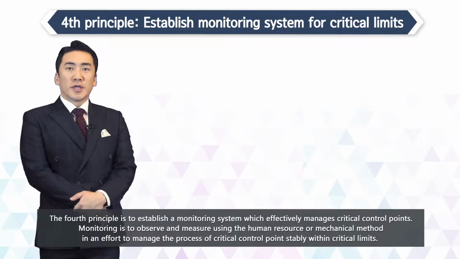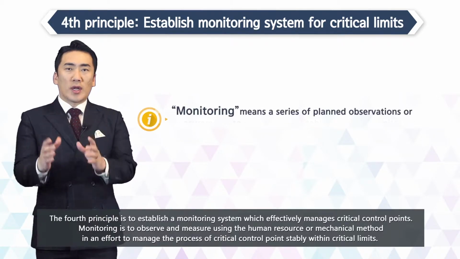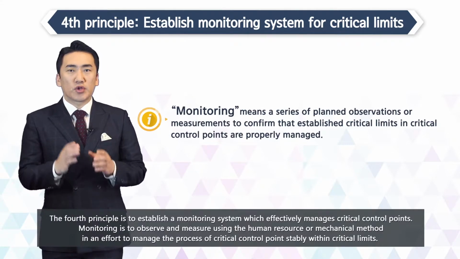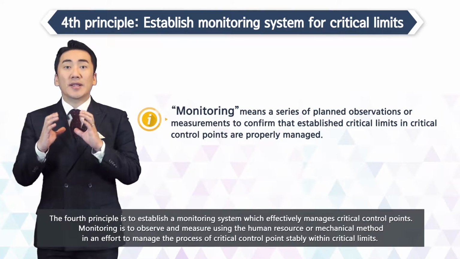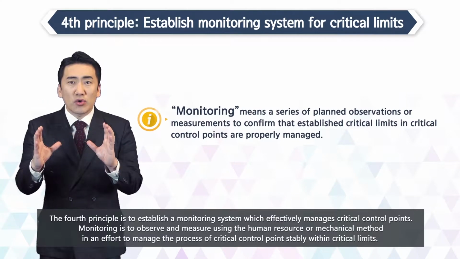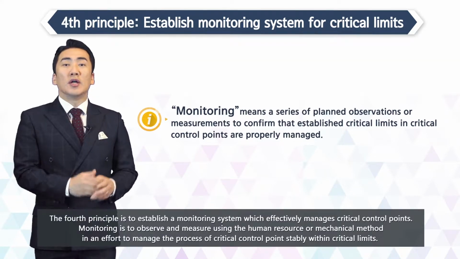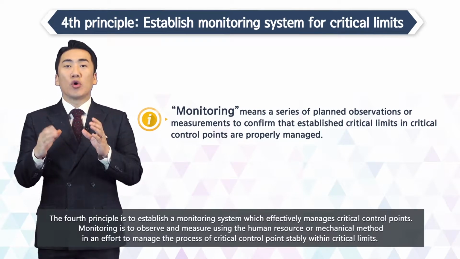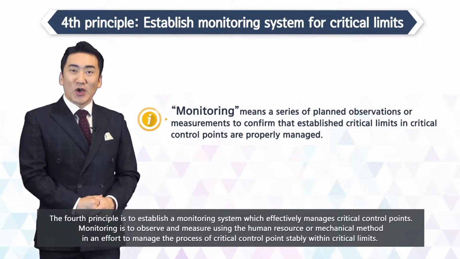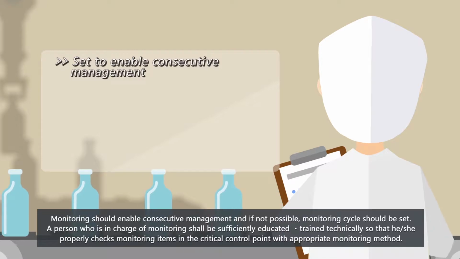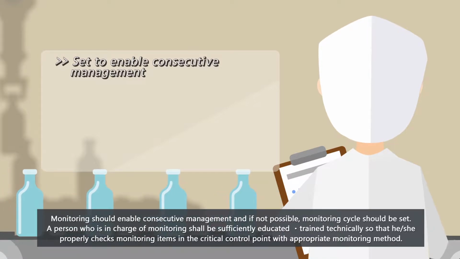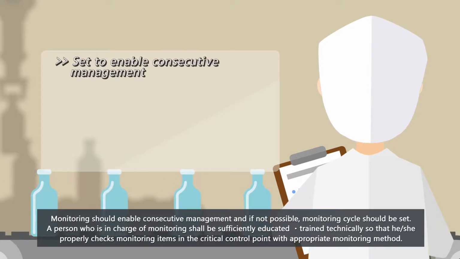The fourth principle is to establish a monitoring system which effectively manages critical control points. Monitoring is to observe and measure using the human resource or mechanical method in an effort to manage the process of critical control points stably within critical limits. Monitoring should enable consecutive management, and if not possible, monitoring cycles should be set.